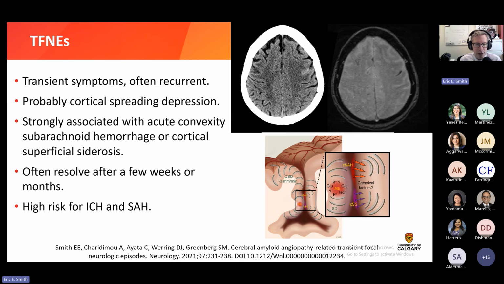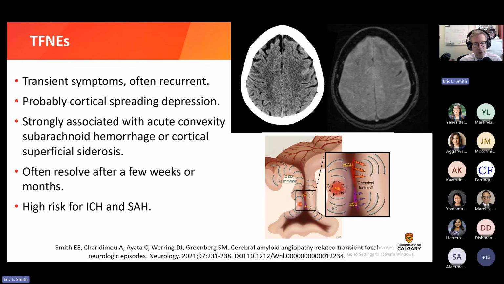These patients often get misdiagnosed with TIAs and put on antithrombotics, but they could also mimic focal seizures, and EEG is generally indicated as well to rule out focal epileptiform activity, which is usually absent if the cause is CA-related TFNEs. They're strongly associated with an acute convexity subarachnoid hemorrhage, as shown here, which can be subtle, and you need to look really carefully at the sulci on CT or MRI FLAIR, or on susceptibility-weighted sequences. On this GRE, you can see there's susceptibility artifact in this sulcus.